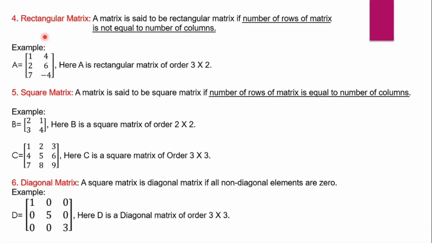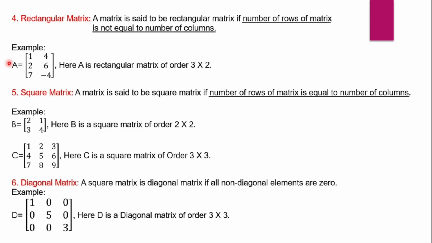Now let's talk about the rectangular matrix. A matrix is said to be a rectangular matrix if the number of rows of the matrix is not equal to the number of columns. So whenever we say a matrix is a rectangular matrix, it means it has a different number of rows and columns. Basically the number of columns and number of rows should not match.